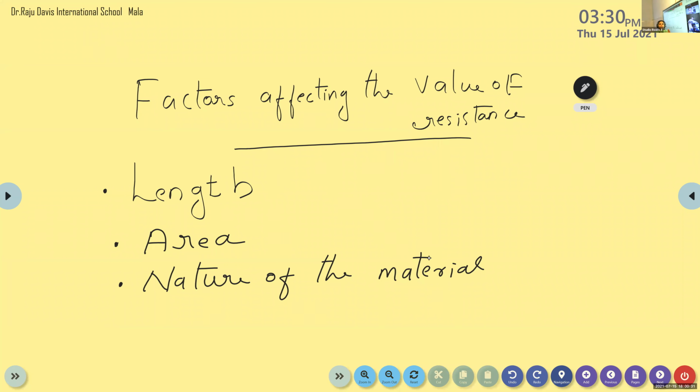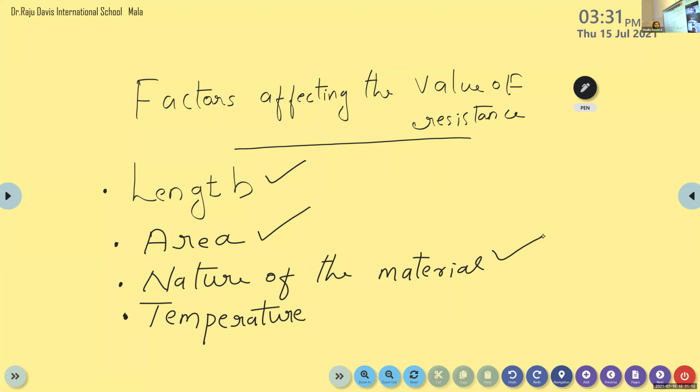For a particular material it remains constant. If we are using any other type of material like iron, aluminium or steel, it possesses another resistance. So the resistance varies from material to material. And one more factor is there, that is temperature. So there are four factors that affect the value of resistance: one is length, second is area of cross section, third is nature of the material, and the last one is temperature.